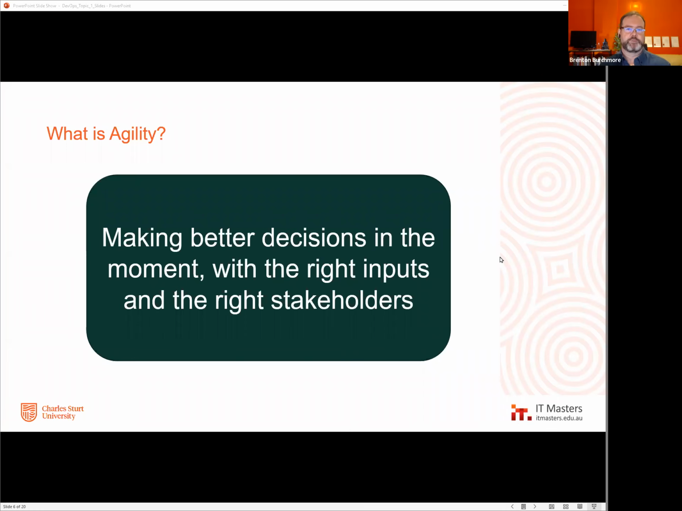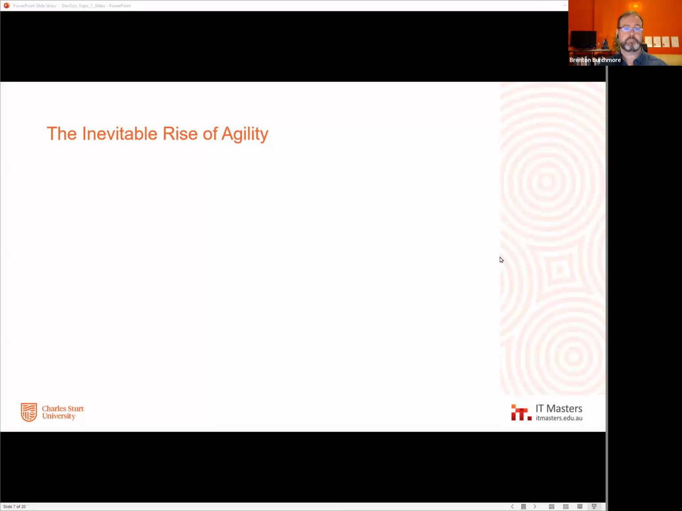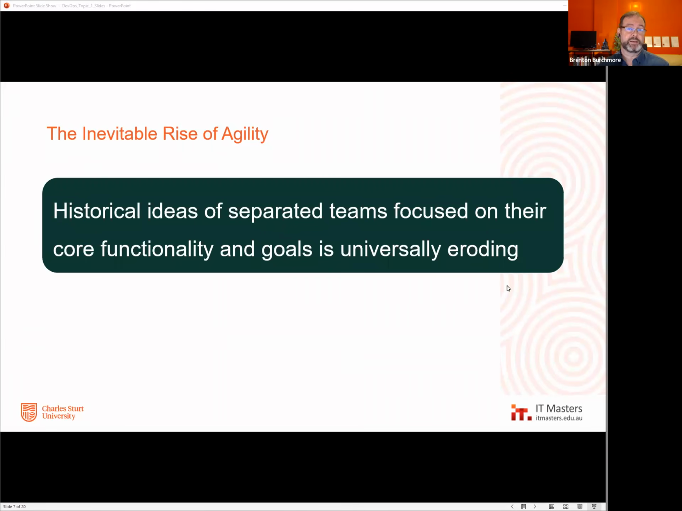But that's only the philosophy. It's how we do that that is usually the measure of our ultimate success. But there are some reasons we should look underneath the hood at why agility is happening to us in so many different ways. And the point I'm trying to make here is that it's inevitable that agility is going to continue to push its way into what we do. And it's going to continue to ask us to get better and better at making better decisions.